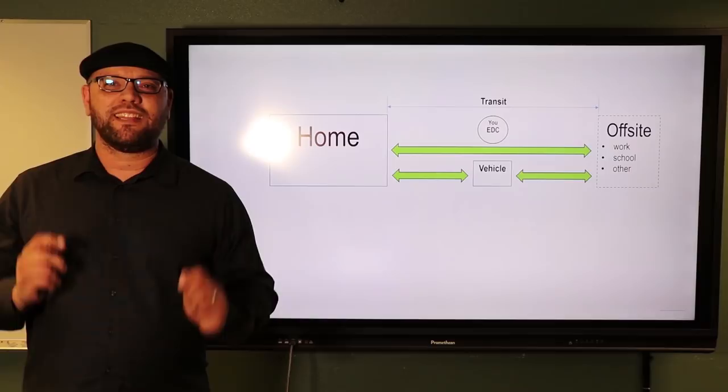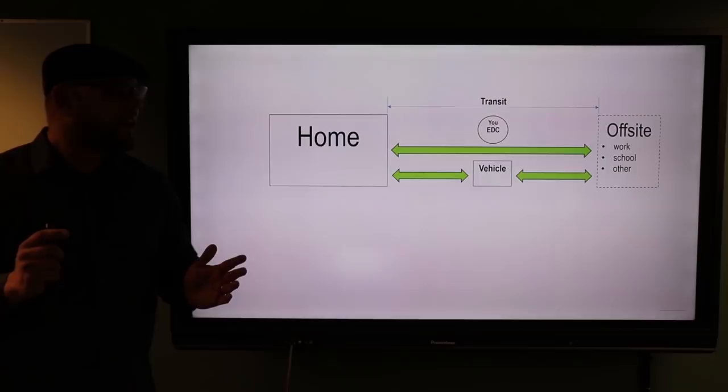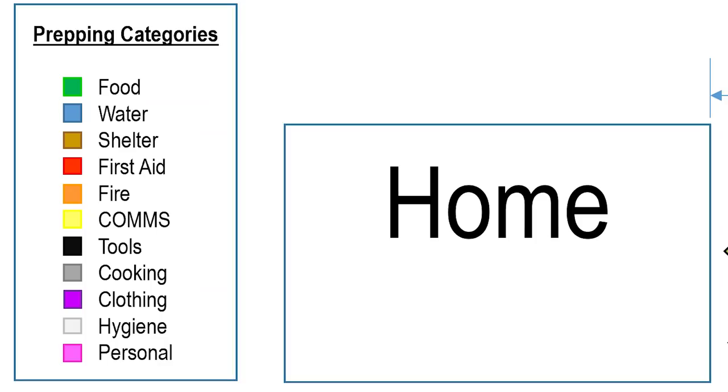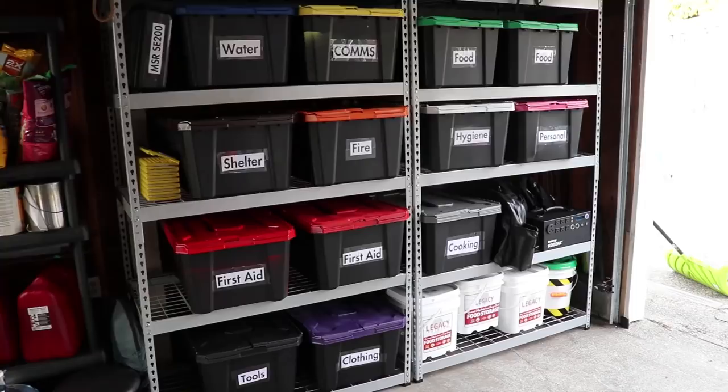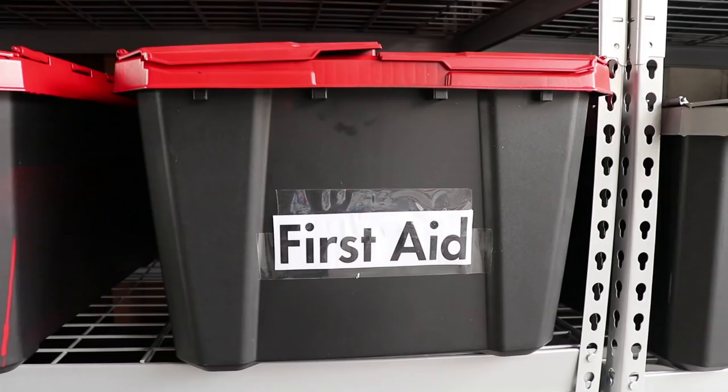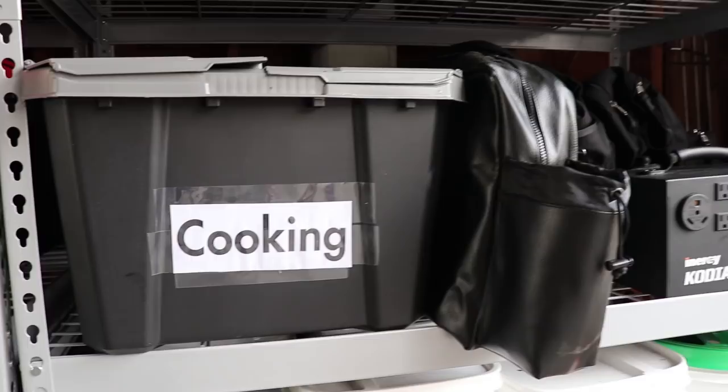Let me turn off one more light so you can see this next portion a little bit better. So in prepping, I like to organize everything into various prepping categories, which I've called the color of prepping in my videos. Some of those prepping categories are food, water, shelter, first aid, fire, comms, tools, cooking, clothing, hygiene, and then personal miscellaneous items. And I like having all of mine color coordinated. So all of my food items are green, water items are in blue, blue is associated with water, brown is for shelter, first aid would be red, and then we have orange for fire, green for comms, black for tools, gray for cooking, purple for clothing, white for hygiene, and pink for personal.